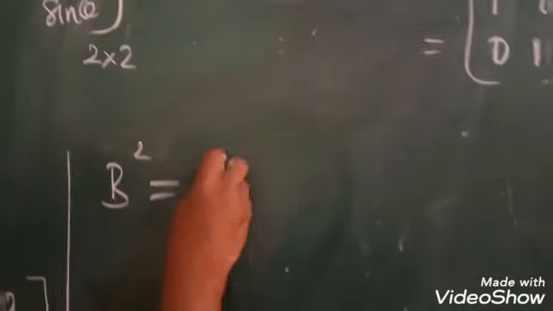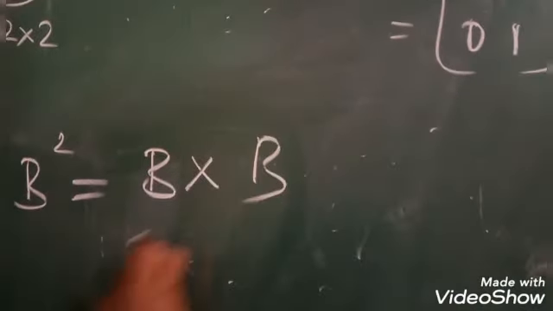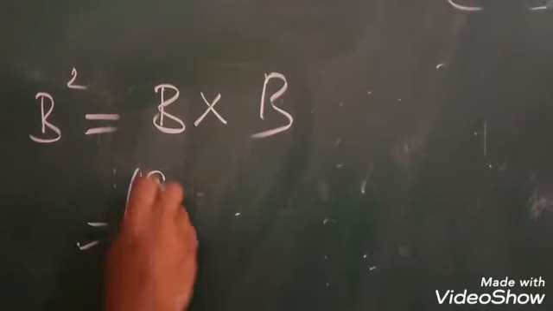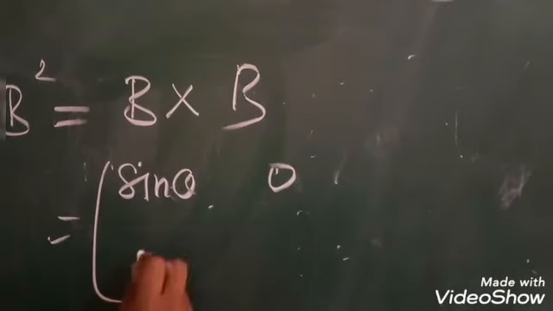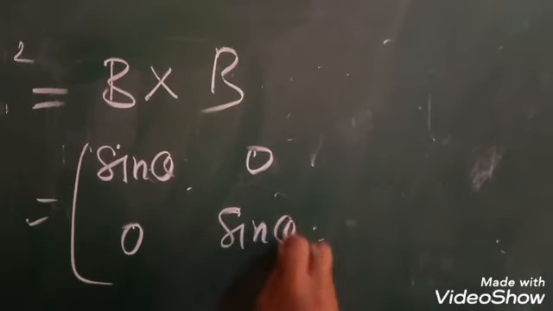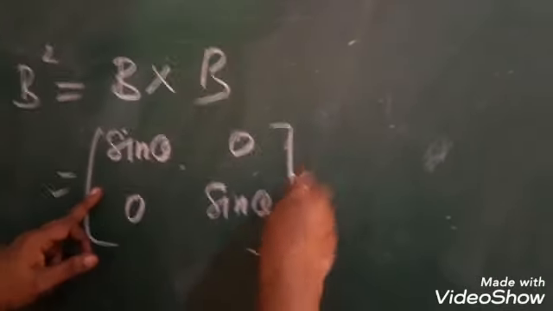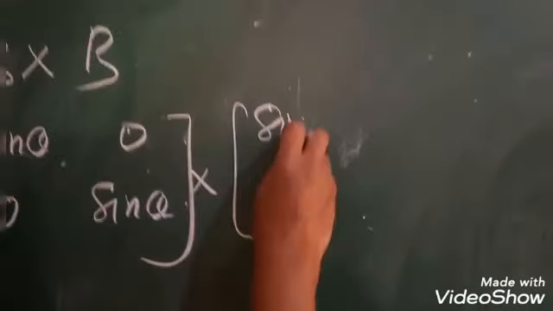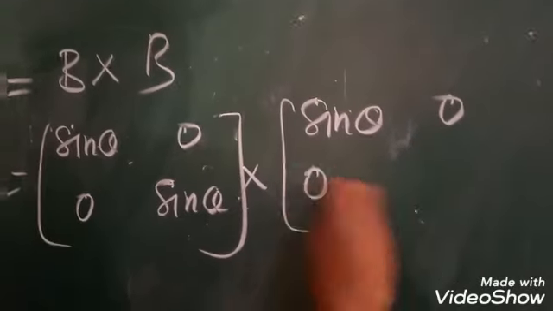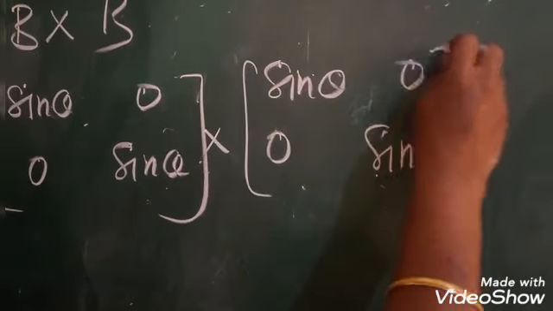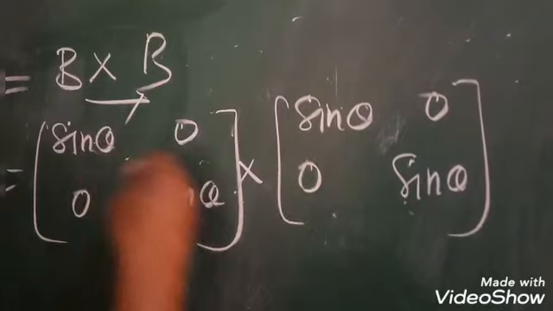The same way we want to find out B squared. B squared means what will you do? B into B. Now what is the B matrix given? Yes, sin theta 0, 0 sin theta. This is the B matrix. Again you want to multiply with the B matrix, so you have to write like this. This is a 2 cross 2 matrix, so the product also will be 2 cross 2.